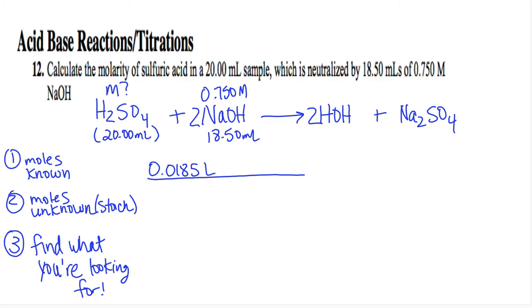Now, again, my goal is to find moles of the known. What do I do with that molarity to find moles of the known? Yep, 0.750 moles per 1 liter, because that's what molarity is. So now my liters cancel. So I've got moles of NaOH. My next step is to find moles of the unknown. What do I do now?